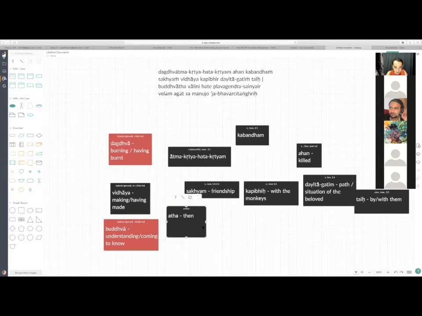Like you are narrating a story, and there is a flow of events. So this would be the connecting word. So after that, then happened this, and then happened that. So ata is used in that sense. Then. Now Valini.